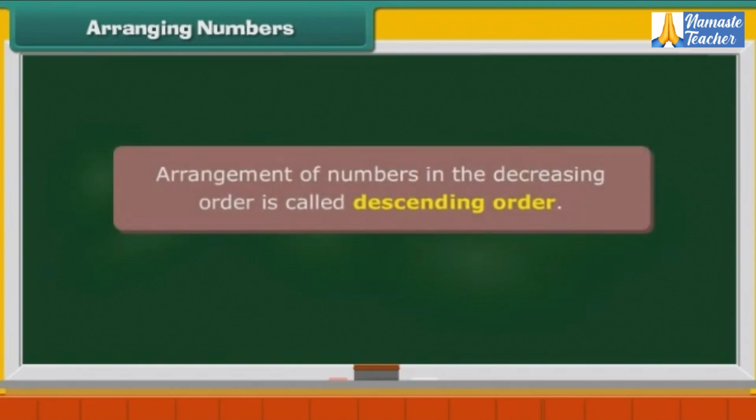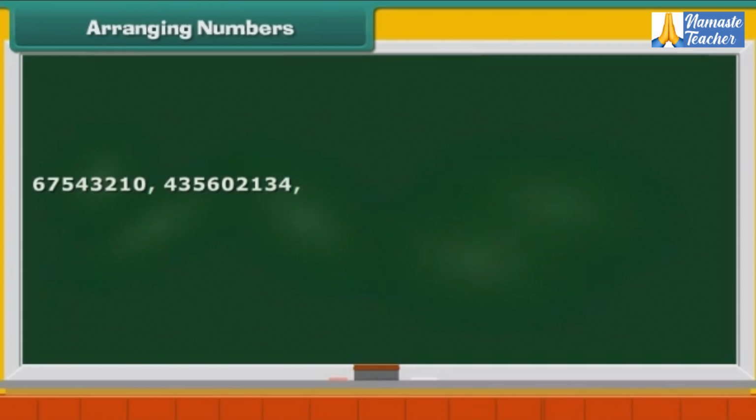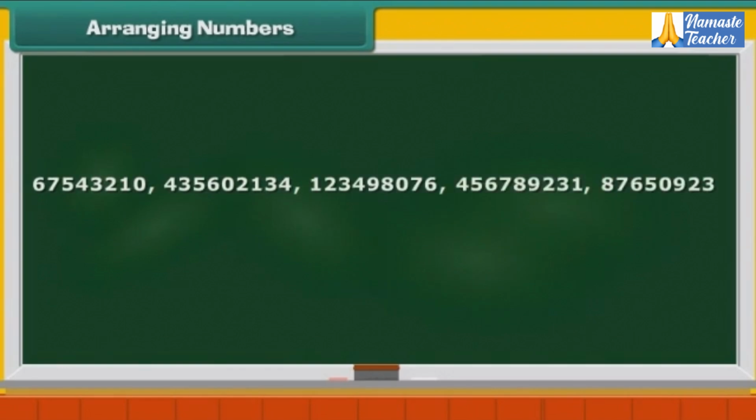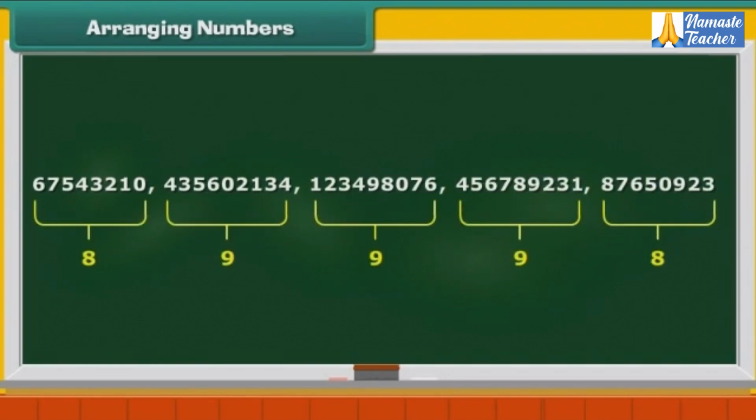Let us now arrange numbers in descending order. Arrangement of numbers in the decreasing order is called descending order. Take a look at these numbers. Count the digits in each number. 43560 2134, 1234 98076, and 4567 89231 have 9 digits.